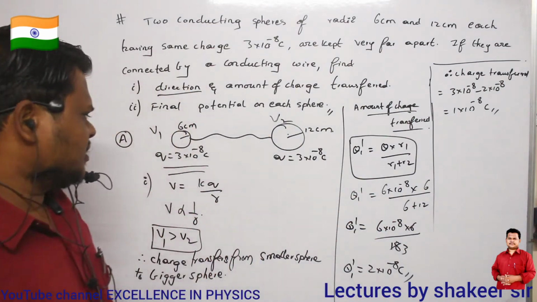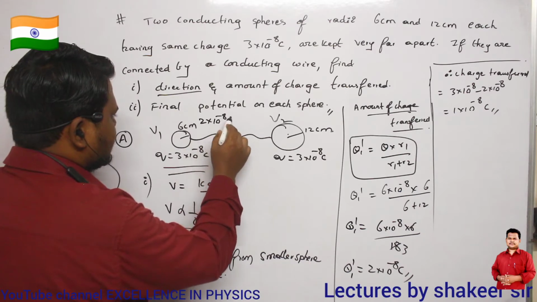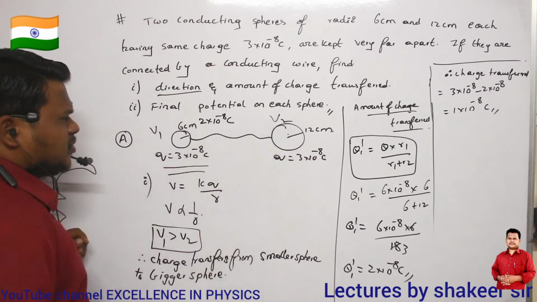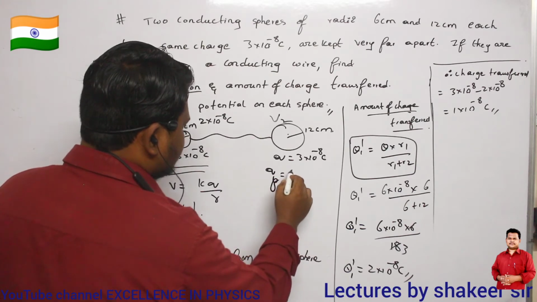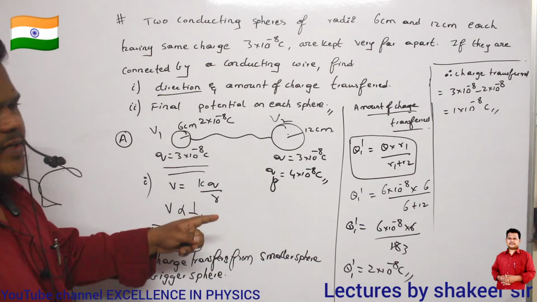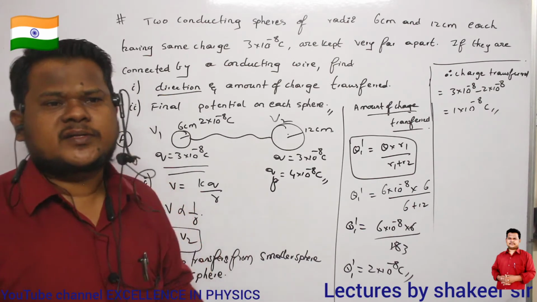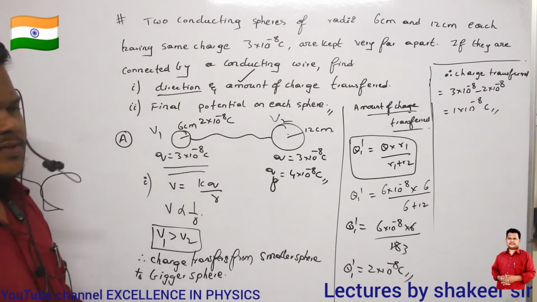So what are the final charges? This one has a final charge of 2 into 10 power minus 8 coulomb. 1 into 10 power minus 8 was transferred, so the final charge on this sphere will be 3 plus 1, 4 into 10 power minus 8 coulombs, present on the second sphere after the charges are transferred. So that is our answer for the amount of charge transferred.